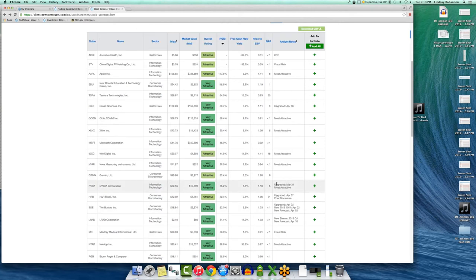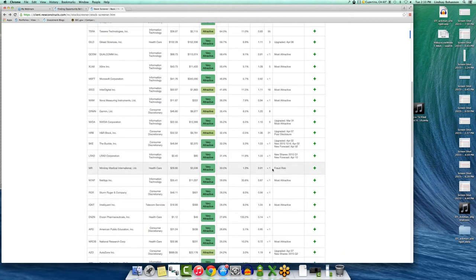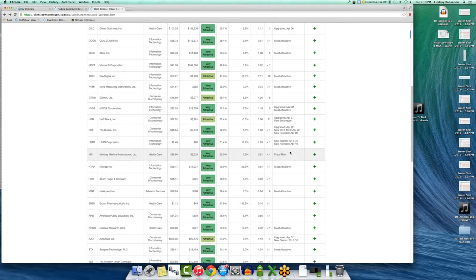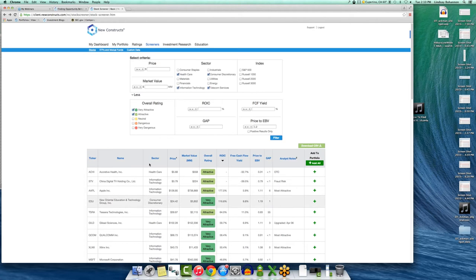But you're also going to get notifications for things like, well, the stock was just upgraded. So Garmin, or excuse me, NVIDIA was upgraded on March 31st from either attractive or neutral or dangerous to very attractive. And that happens also with things like the Buckle. We also include things like fraud risk in there. So if a company is being flagged for fraud risk, we're going to include that and let you know about that. If the company issued new shares, if there's a new company forecast, if the company filed late, or if it has acquisitions, which might cause a large upward or downward swing in stock price, we're going to flag all of those things. We're going to let you know about that as well.